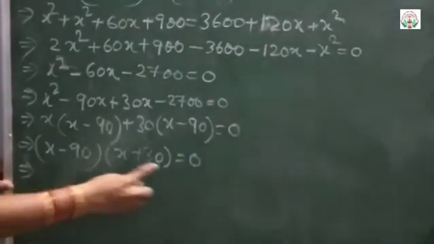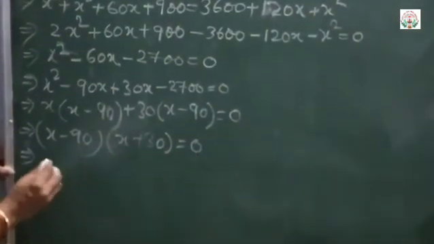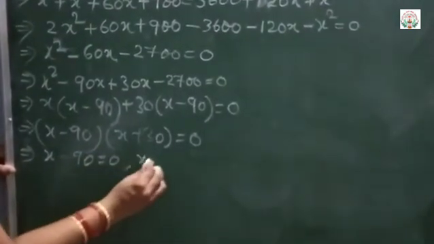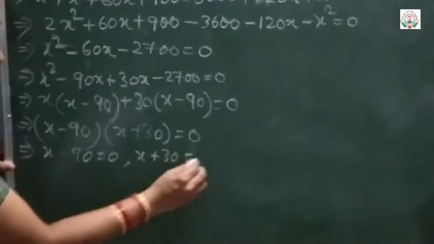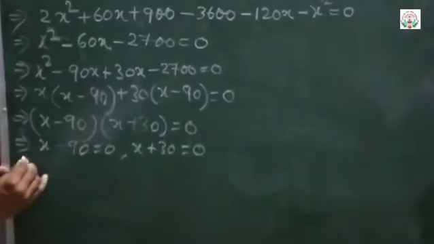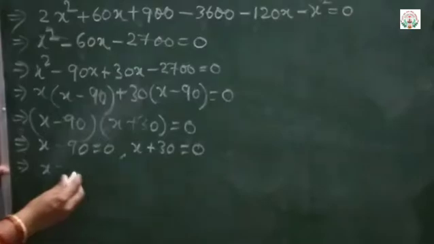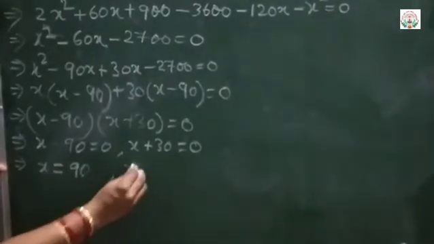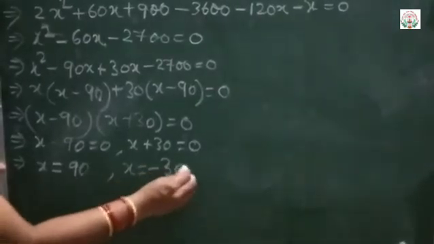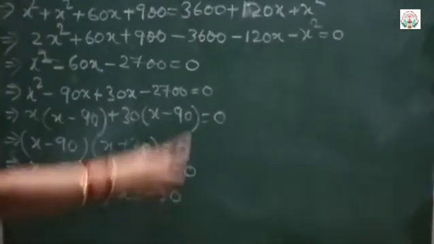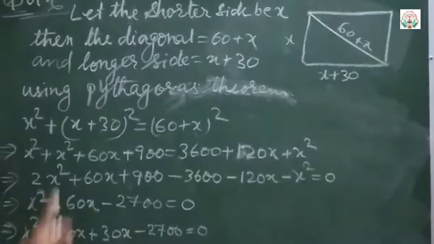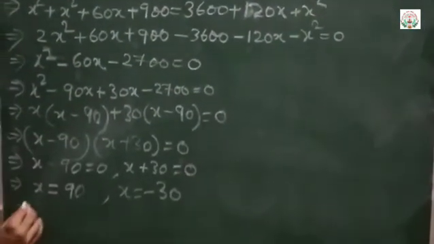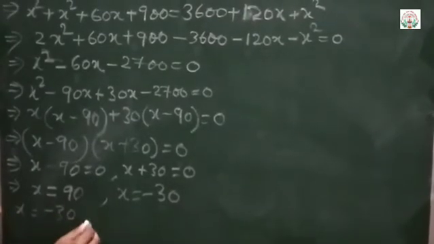Now individually again we will equalize with 0. So x minus 90 equals to 0 and x plus 30 equals to 0. Implies, by transposing, we will get x equals to 90 and here x equals to minus 30. Minus 30 we cannot take because the side of a triangle or a rectangle cannot be negative. So you can write x equals to 30.